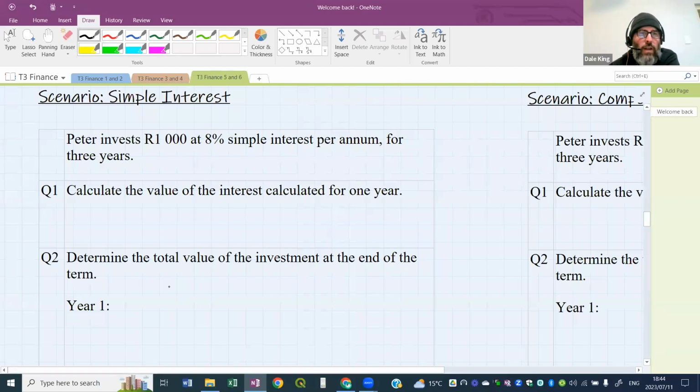So get your calculators ready. I want you to do question 1. Calculate the value of the interest for 1 year only. So take this information. There's the principal amount, 1,000 Rand, and there's the interest rate. I want you to do it for 1 year only. So one calculation. What is 8% interest on 1,000 Rand? Everyone can do that. Put it into chat when you get your answer. What is 8% on 1,000 Rand? Just once. Do the calculation once for 1 year.